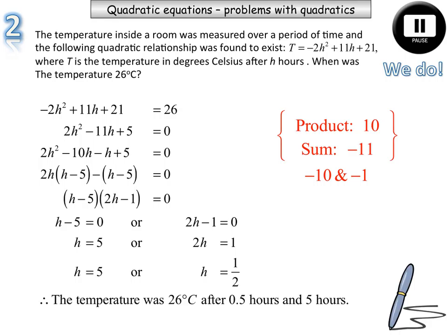So the temperature obviously starts off with something and then goes up, and then you can see that it goes down a little bit. So the temperature is equal to 26 degrees at two particular times, half an hour and also 5 hours.